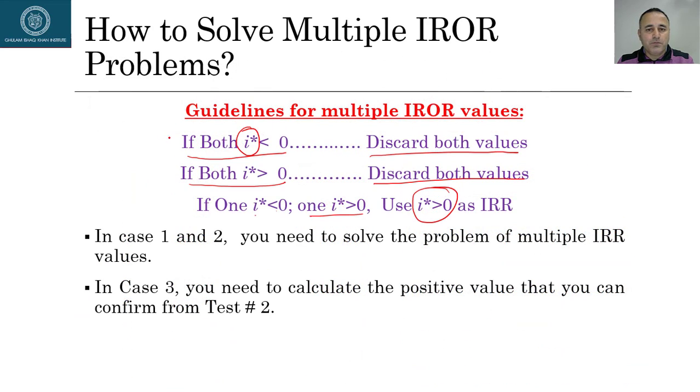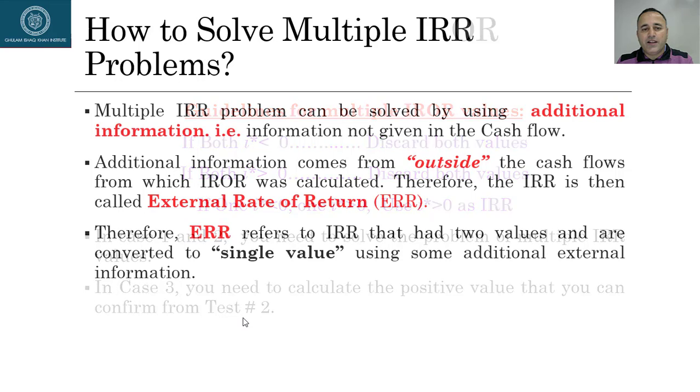These are simple guidelines for multiple IRR values. In cases 1 and 2, you need to solve the problem of multiple IRR values, of course. In case 3, you need to calculate the positive value, and you can confirm from test number 2. That's super easy.